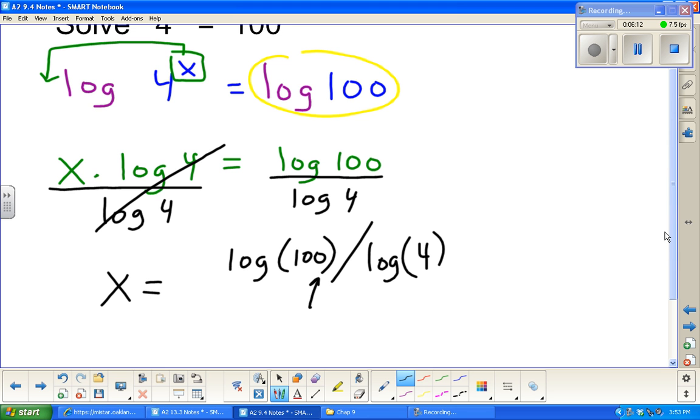And this should get you an answer of right around 3.32 something. Okay, and that would be our value for x in this case. So make sure you type that in on a calculator. You've got to practice that step there and kind of verify the answer there.